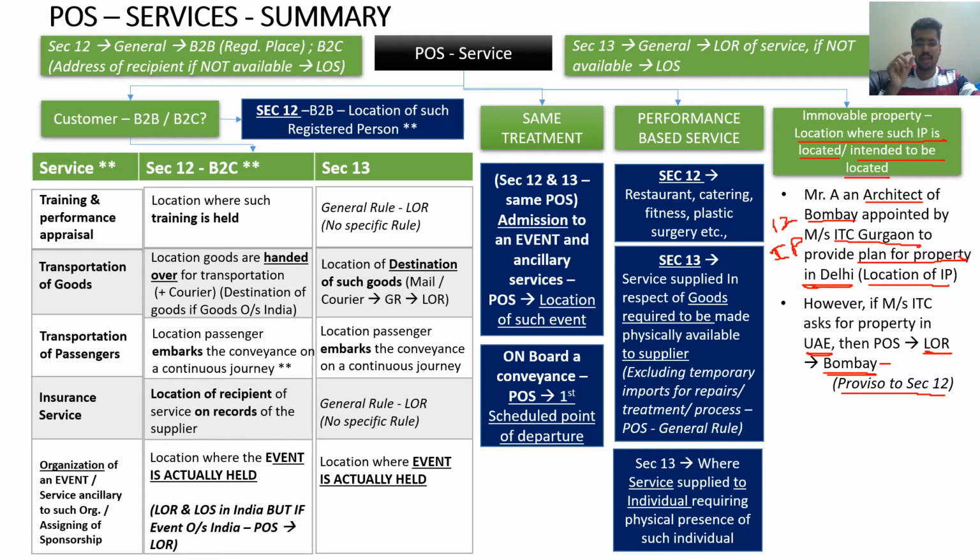You see, section 12 in most of the places has these kinds of provisos because the intention is, when the supplier and the recipient, both of them are in India, then the government wants to tax this service, even though the event, let's say in the organization of an event, if you remember this, if the event is outside India, but if you both are in India, then the law says place of supply is the location of the recipient. Similarly, for immovable property, if you both are in India, you are in Bombay and the recipient is in Gurgaon, but the property, that is the immovable property, is outside India, then the law says no, place of supply will be the location of the recipient in India and not the property.